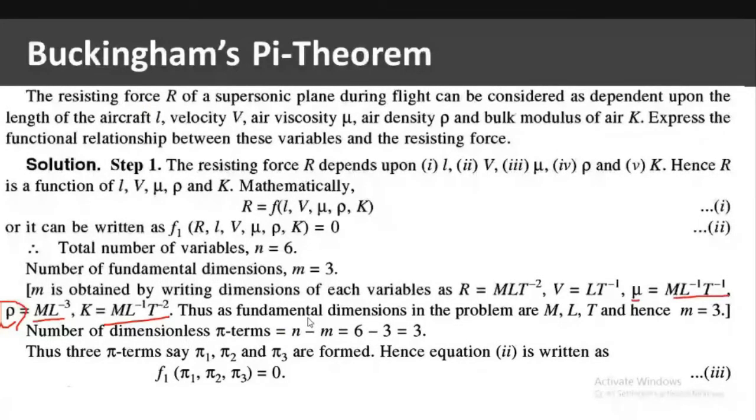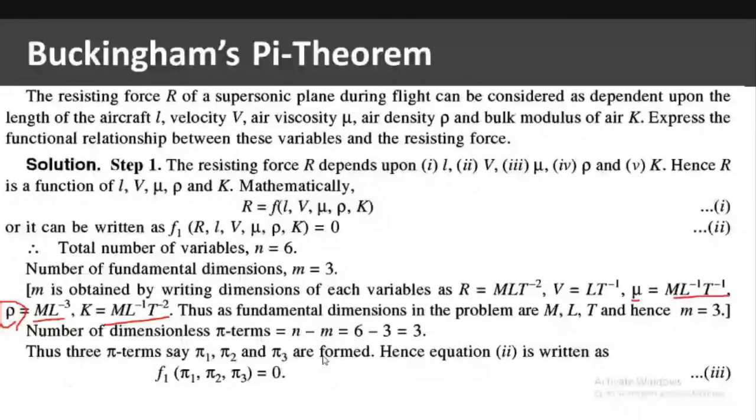Establish the relationship between the given properties. So R is a function of L, V, mu, rho and K. So for dimensional analysis we can have a new function f, which is a function of R, L, V, mu, rho and K, equals 0. Then count these properties. So the number of variables is 6. The number of fundamental properties is always 3. So there are n minus m, that is 6 minus 3, dimensionless numbers or pi terms. So they are called pi 1, pi 2, and pi 3. Therefore, a function of pi 1, pi 2, and pi 3 equals 0.